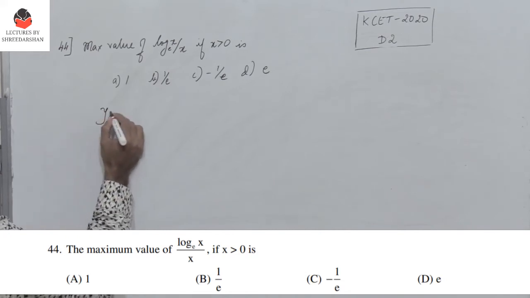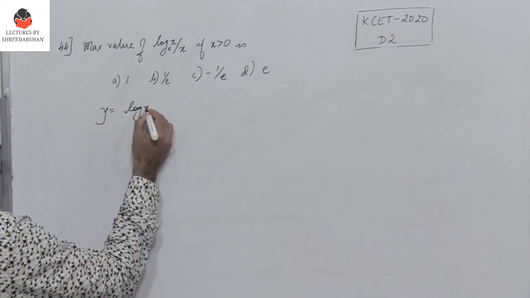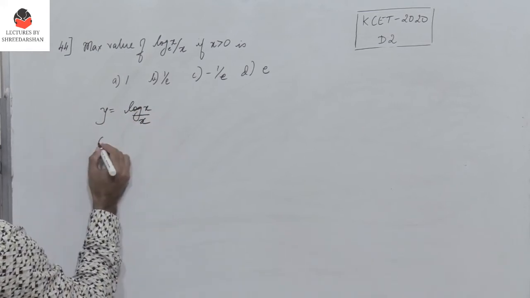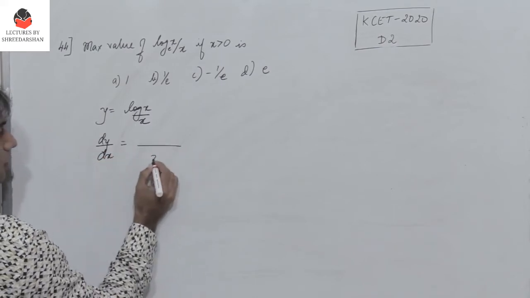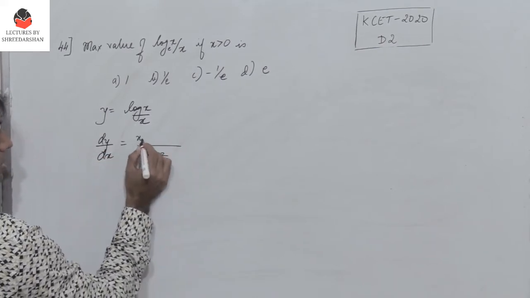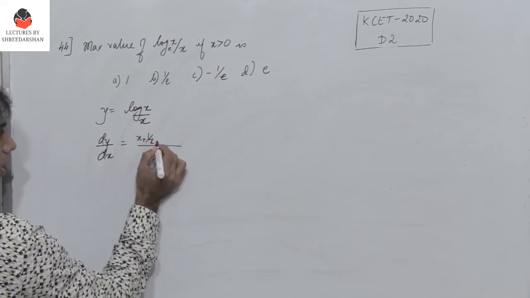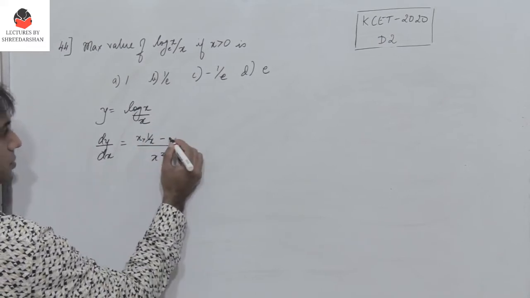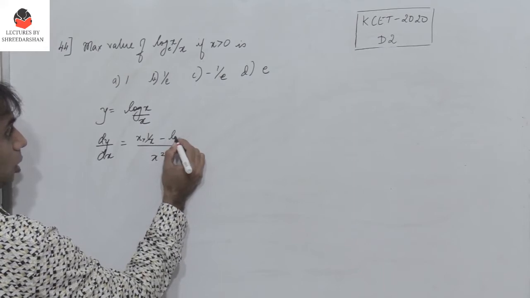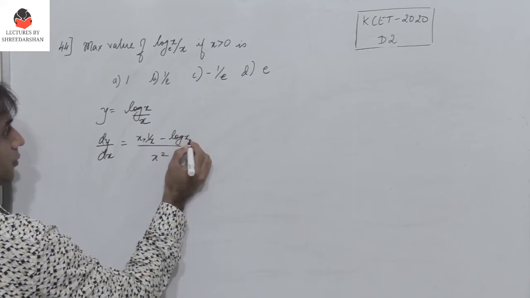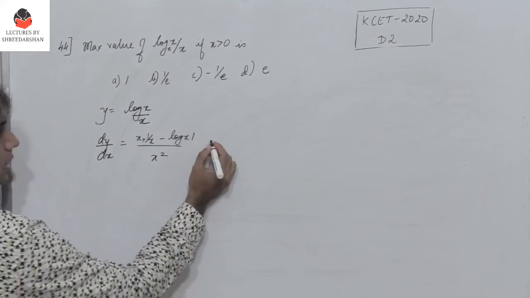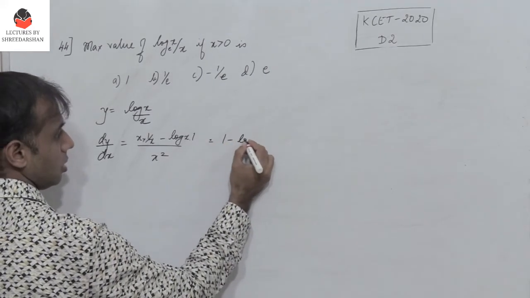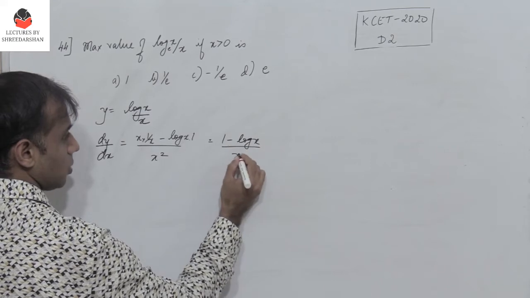So let y be equal to log x by x. So differentiating this with respect to x, dy by dx equals, so I have x square, x into differential of log x, which is 1 by x, minus log x into differential of x, which is 1. Okay, so now I get 1 minus log x divided by x square.